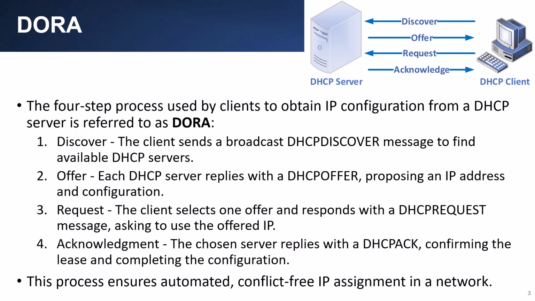Step 2. Offer. Each DHCP server replies with a DHCP offer proposing an IP address and configuration. Step 3. Request. The client selects one offer and responds with a DHCP request message asking to use the offered IP. Step 4. Acknowledgement. The chosen server replies with the DHCP acknowledgement, confirming the lease and completing the configuration. The process ensures automated, conflict-free IP assignment in a network.